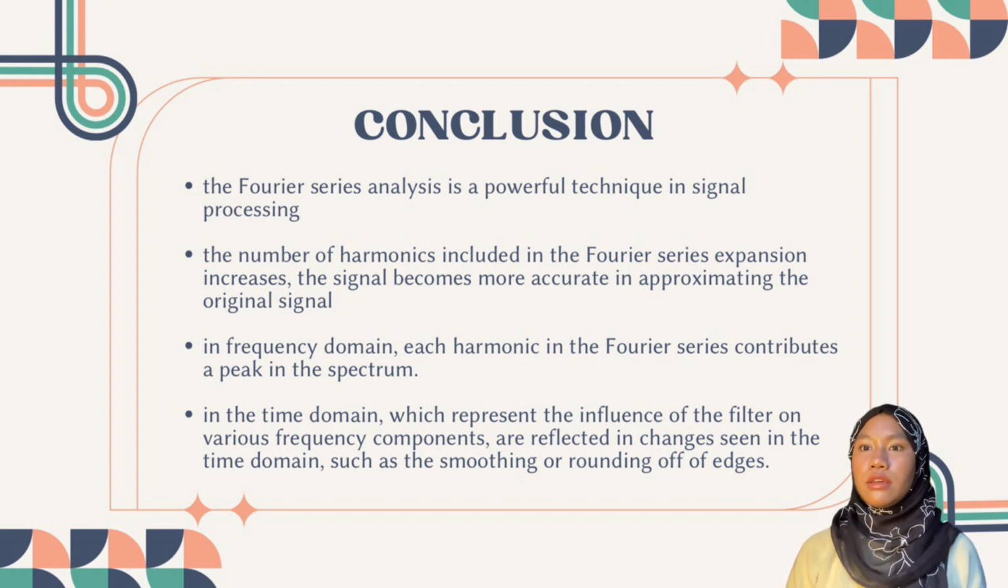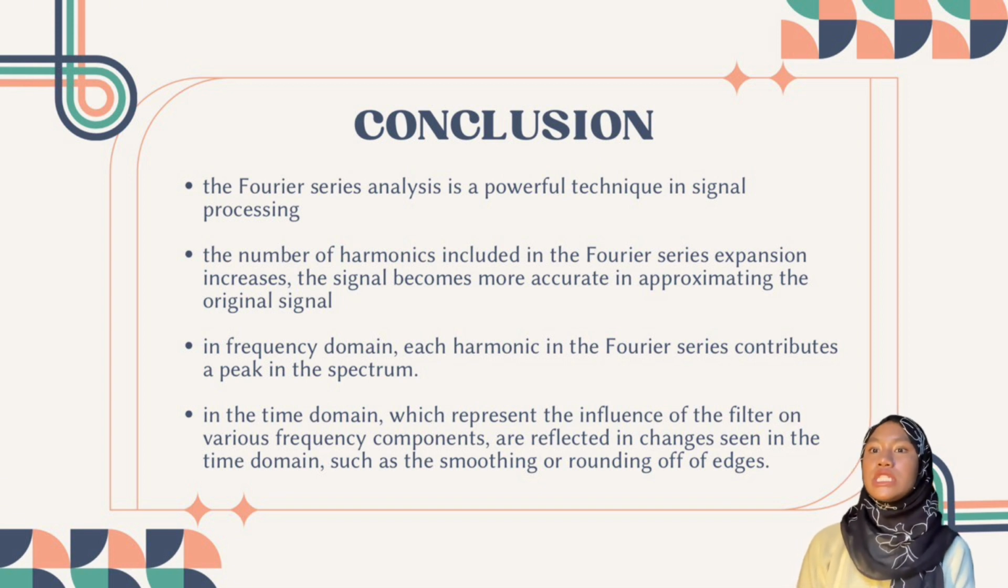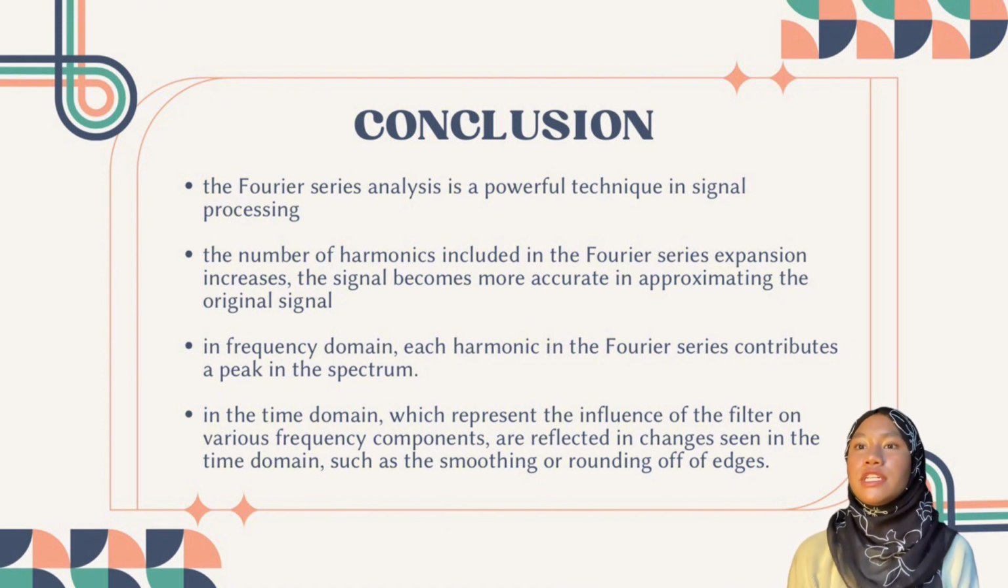Meanwhile, in the frequency domain, each harmonic in the Fourier series contributes a peak in the spectrum. The filtering impact in the time and frequency domains allows a comprehensive understanding of how a signal is modified by a low-pass filter. Changes observed in the frequency domain, which represent the influence of the filter on various frequency components, are reflected in changes seen in the time domain, such as the smoothing or rounding off of the edges.